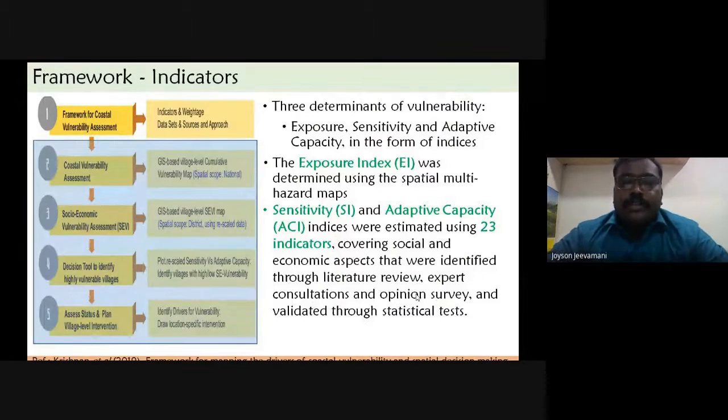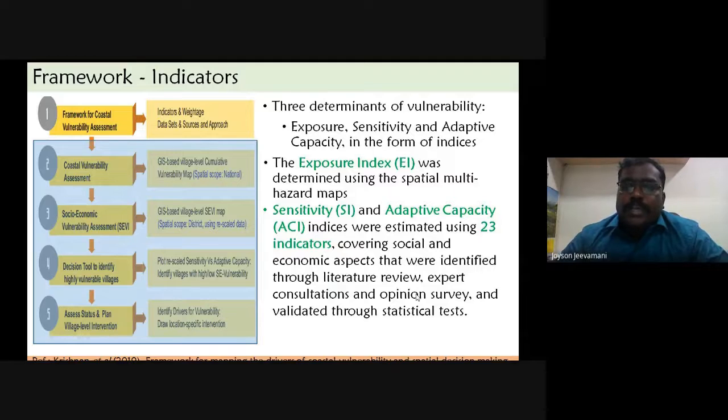As I said, the framework contains 5 steps. First one is the framework of coastal vulnerability assessment, which involves the indicators. So, what are the indicators we use to assess the coastal vulnerability, how the data were arrived at, what are the data sources we used, and how we approached that. This is what I'm going to share in these few slides. As I said, there are 3 components of vulnerability: exposure, sensitivity, and adaptive capacity. These 3 determinants we assess in the form of an index, so that quantitatively we can say how the exposure level is, how the sensitivity level is, and how the capacity level is.